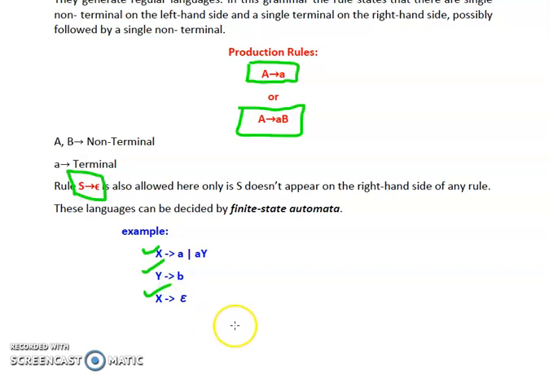Now let's check for the right hand side. On the right hand side we can either have a single terminal, or we can have a single terminal followed by a non-terminal. Now let's check. So first rule, X tends to a. In the first rule, that is our X tends to a, there is a single terminal, that is a. So it is satisfied according to the first production rule. So yes, the first rule is satisfied for the right hand side also.